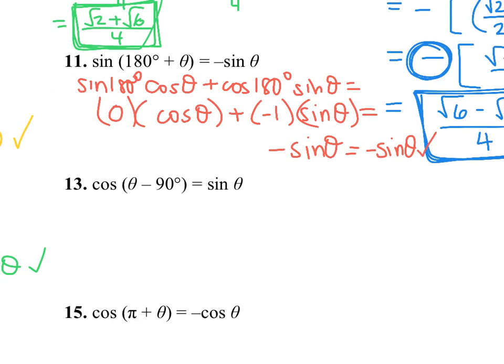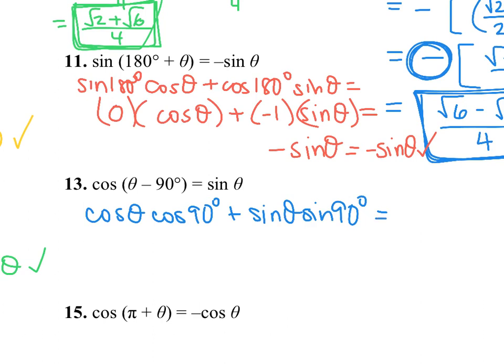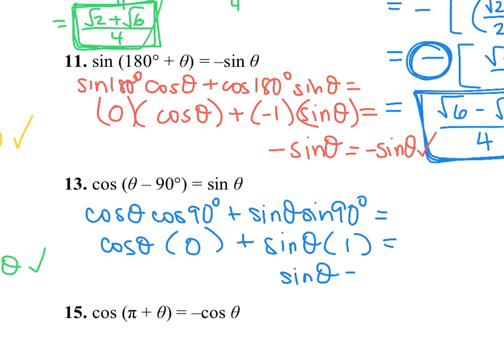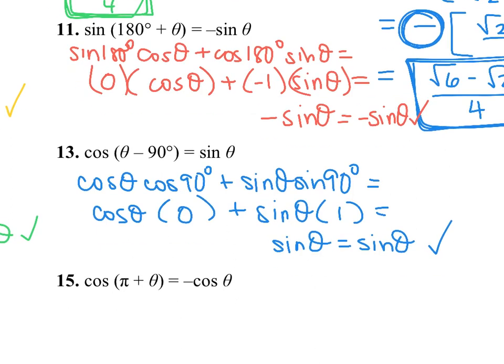Number 13, we got cosine, plus sine, and cosine of 90 degrees is going to be 0, sine of 90 degrees is 1, so that simplifies down to sine of theta, which is what we were hoping for. All right, and that is number 13.